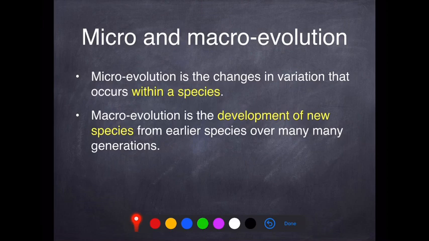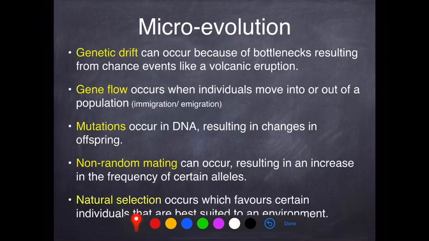And many people accept that microevolution takes place. We can see variation in a population over time, but they don't accept that microevolutionary changes can accumulate to form macroevolutionary changes. And we'll come to that. Okay, so let's look at microevolution.